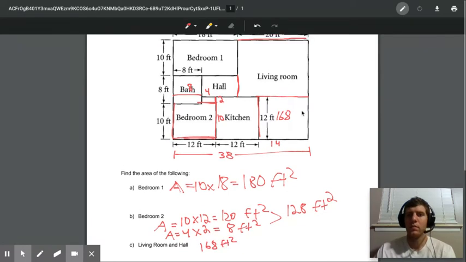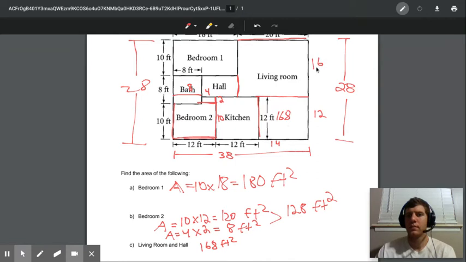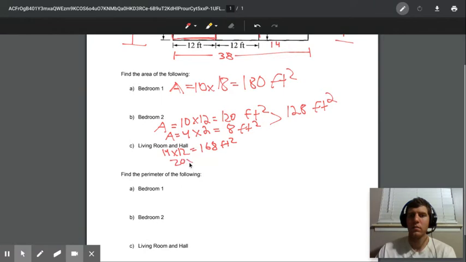Okay, this one up here, again, we know this piece is 12. We know the whole thing from the other side is going to be 10 plus 8 plus 10. That's 28. So this whole distance here is 28. So if the whole thing is 28 and this piece down here is 12, 28 minus 12 is going to give us 16. So this one's going to be 20 by 16. So this one was 14 by 12. The next one is 20 by 16. So that's going to be 160. 16 times 10 is 160. So 160 times 2, it's going to be 320 feet squared.